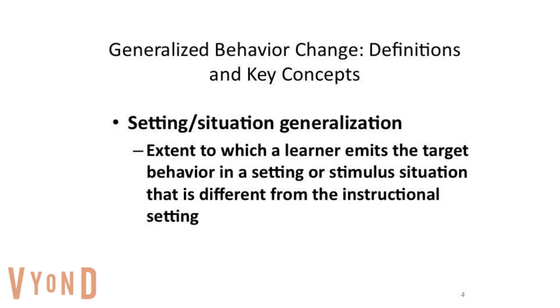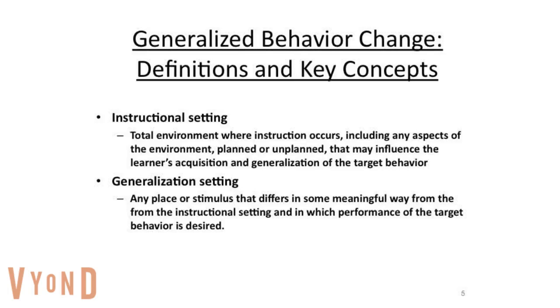Setting or situation generalization is when the learner can exhibit behaviors that were learned in the instructional setting in a different setting, and oftentimes that's the actual applied setting. When we're thinking about generalization, there are 2 different settings. The first one is the instructional setting, the environment where you're teaching the skills that you want them to apply in the generalization setting, where you want them to perform the target behavior.